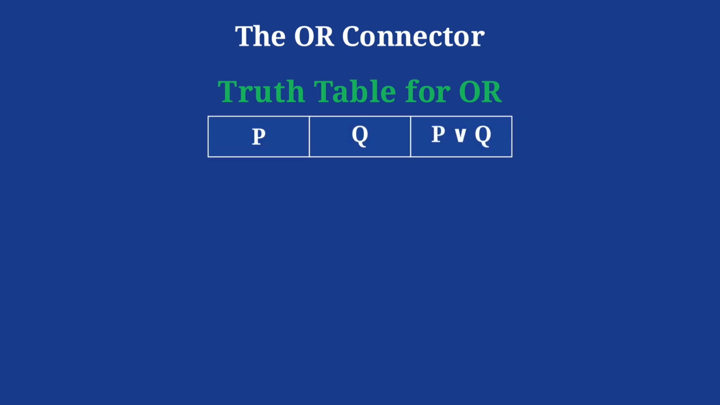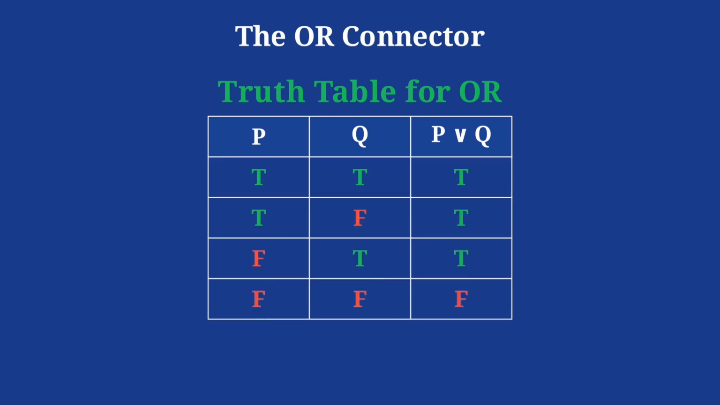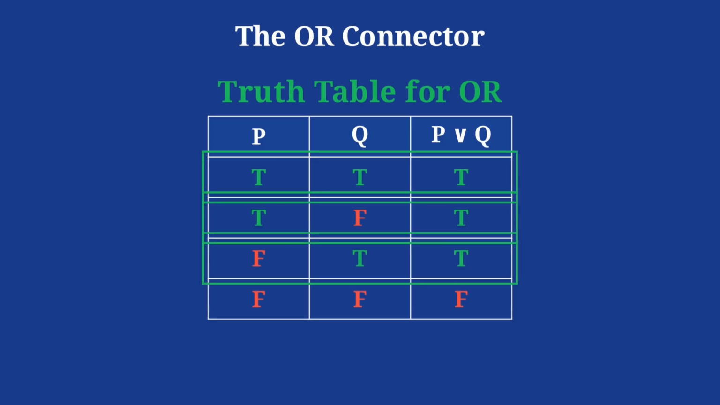So when is this statement true? Let's build its truth table. We have our headers, P, Q, and P or Q. If P is true and Q is true, then P or Q is true. If P is true but Q is false, P or Q is still true. If P is false but Q is true, P or Q is also true. It's only when both P and Q are false that P or Q is false. The key insight for the OR connector is that the combined statement is true if at least one of the parts is true.